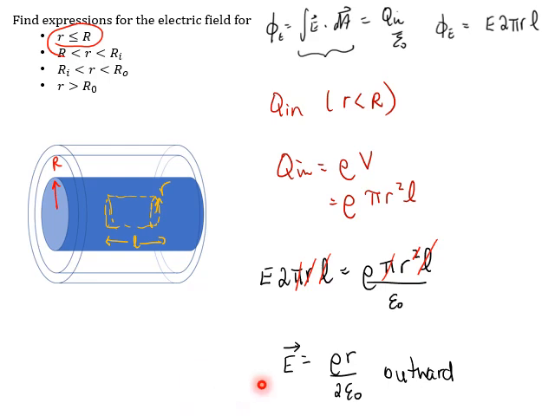If you wish, you could fill in some numbers here. You could fill in your rho and your epsilon naught. I think I'll stick with symbols just because it's a little neater to look at. Okay, that's the electric field inside the cylinder.